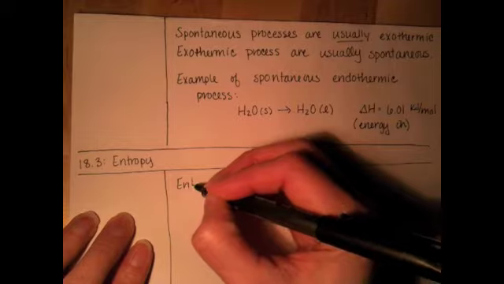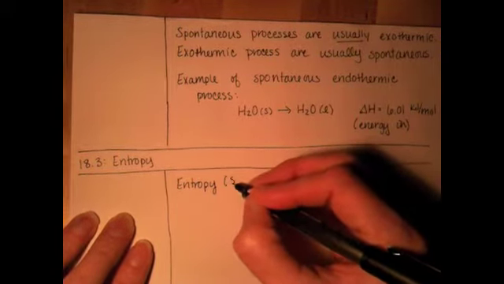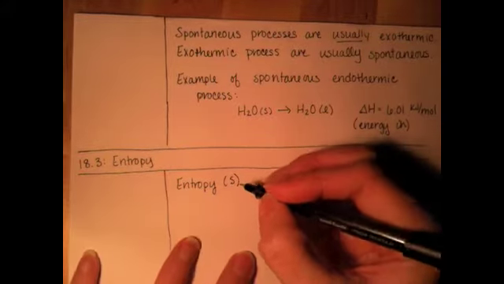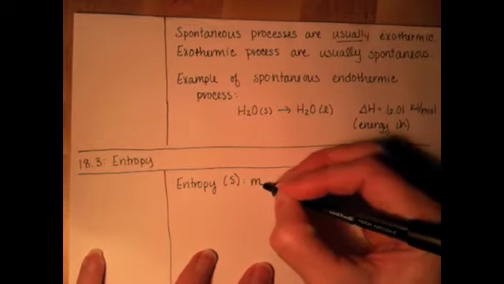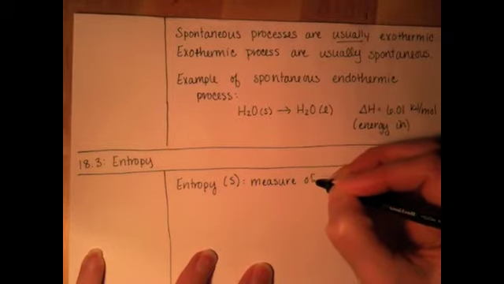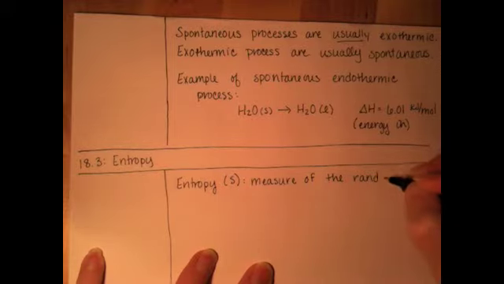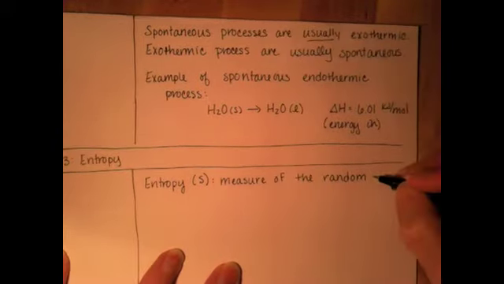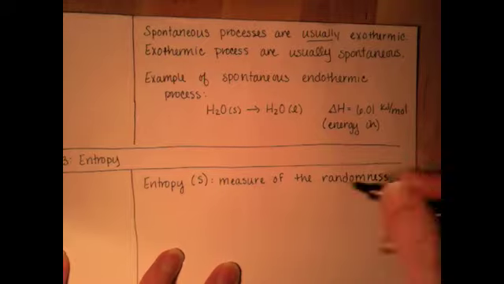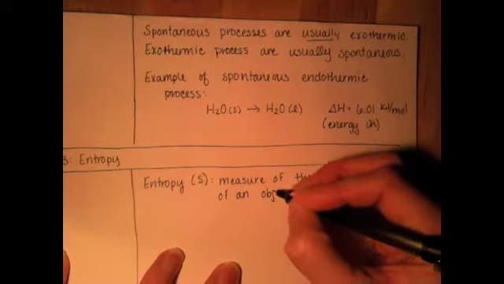Entropy is given the symbol capital S, and it is a numerical value or measure of the randomness of an object or a system.